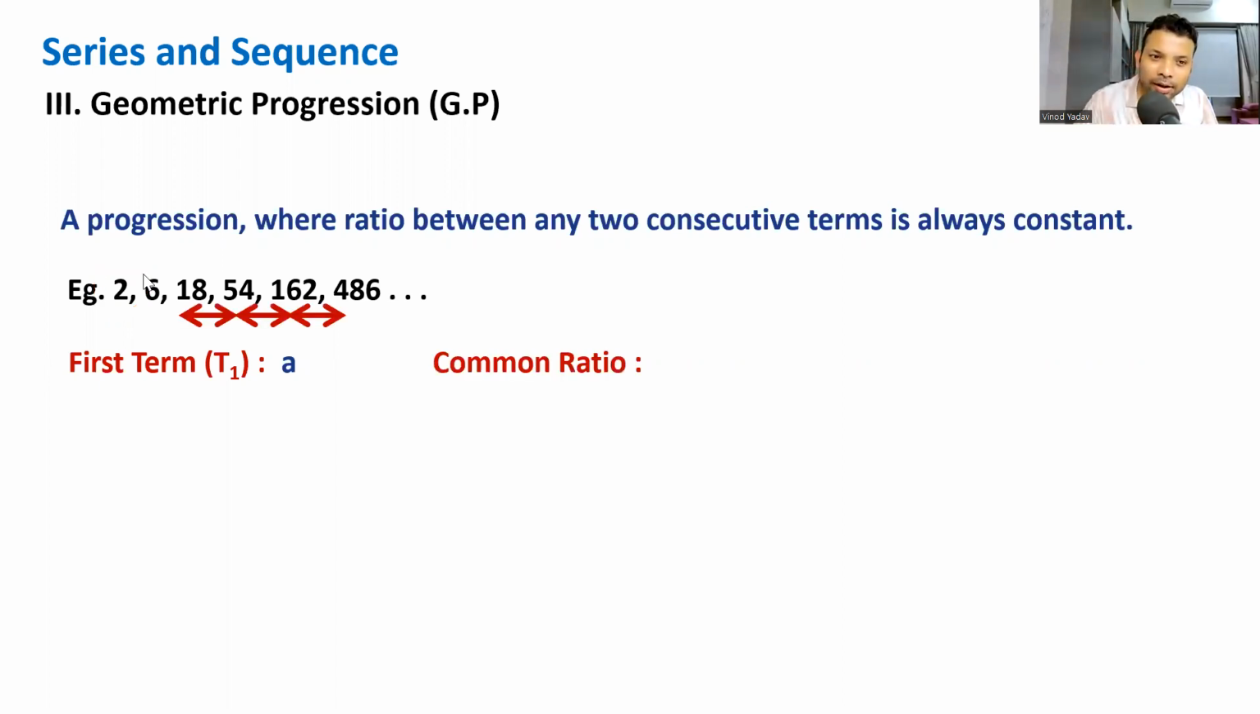Ratio means what? Next upon previous. Next upon previous is the same throughout, right? So this ratio is common throughout. The notation is R. The value over here is 3. In general, we call it R. So this is that fixed number through which I was multiplying every number, so 2 into 3, like that, correct?